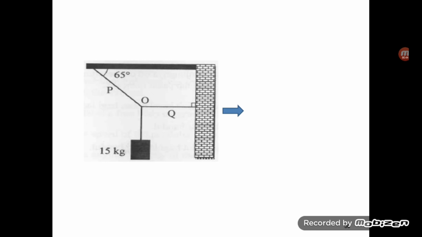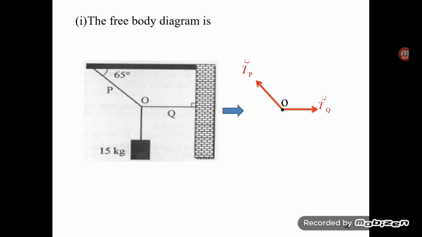Okay, so sketch a free body diagram at point O. We begin with a dot. So we have TQ to the right. We have TP at an angle of 65 degrees from horizontal, and we have weight. So this is the answer for the free body diagram at point O. Second, we need to calculate tension P and tension Q.